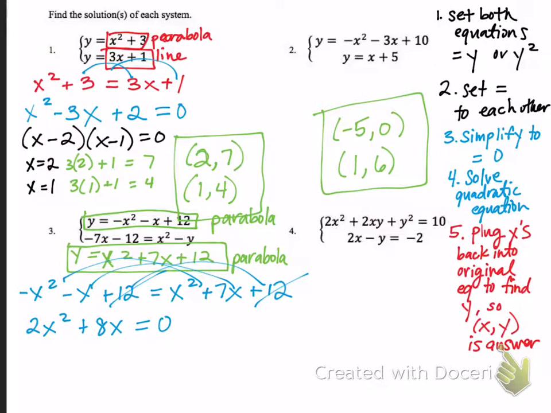Then how would I solve something like this? I need to take out a greatest common factor, which would be what? 2x. Then I'm left with what?